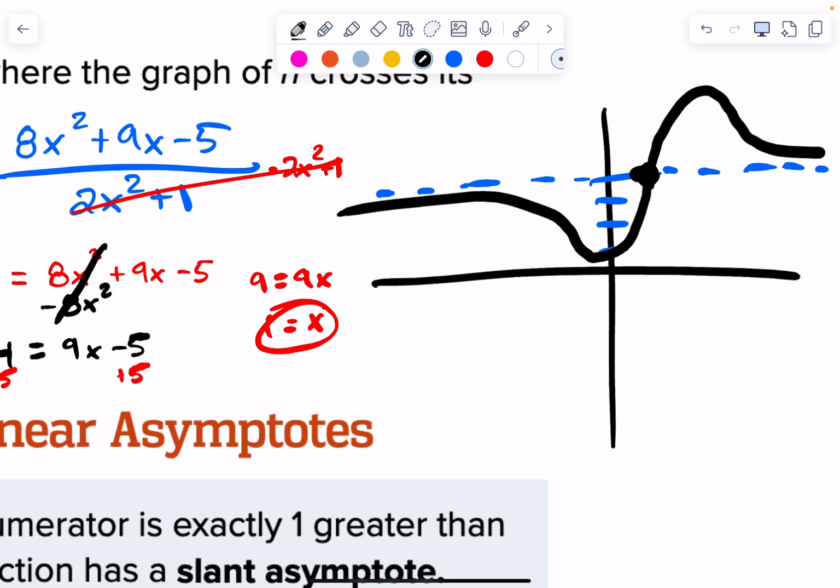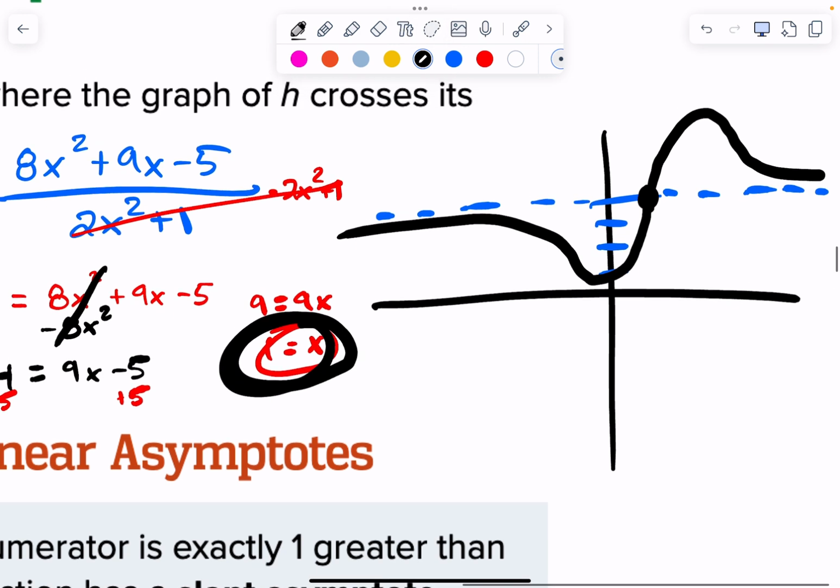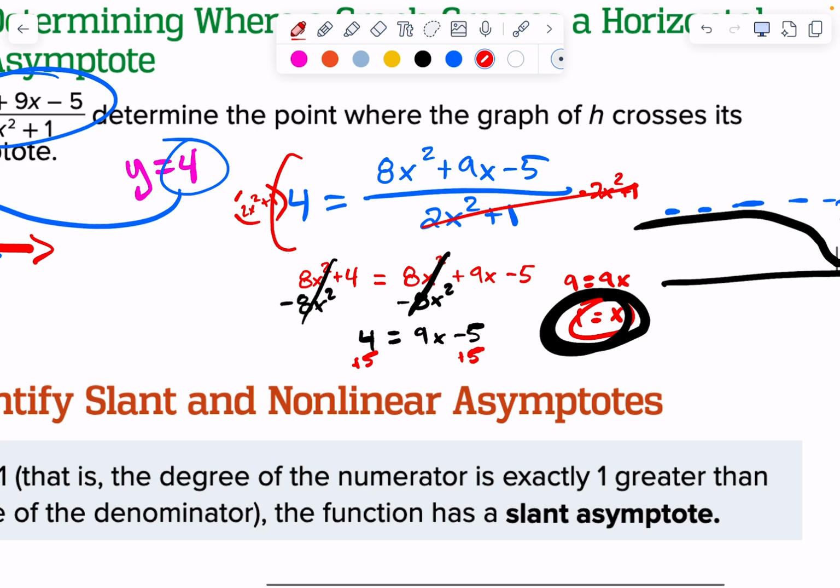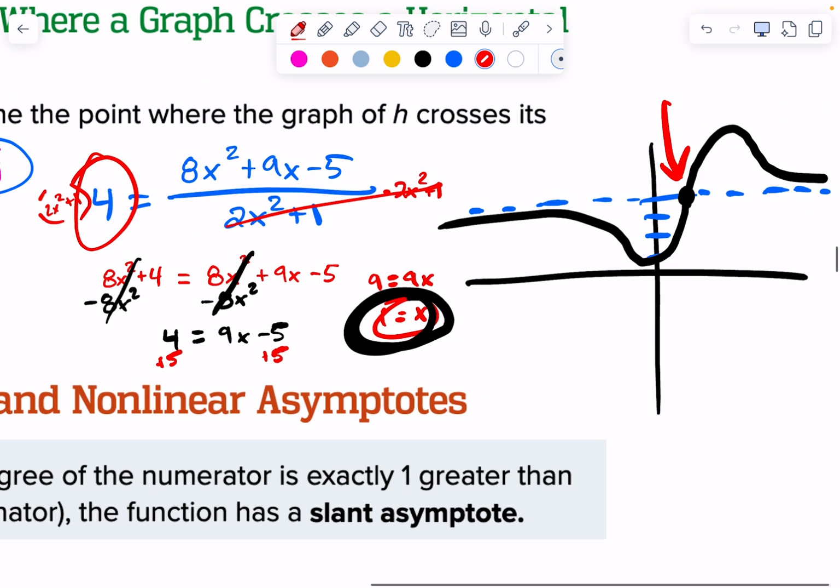Does that make sense? Okay. So just because he's an HA doesn't mean I still can't touch. If you have a VA, your function will never touch your VA. Wait, so is he touching at 4 or 1? He's touching at the x coordinate of 1, but he's touching the HA that is at 4. So he's touching the HA, which is at 4, at an x coordinate of 1. Like this guy right here. Make sense? Good? So all we did was find the HA, then plug 4 in for the y coordinate and solve for x. Beautiful. Not too bad.